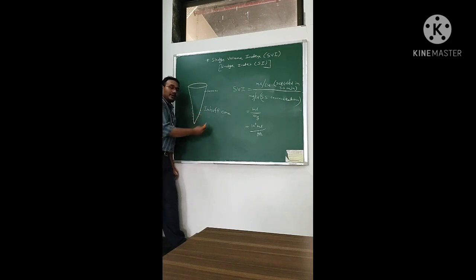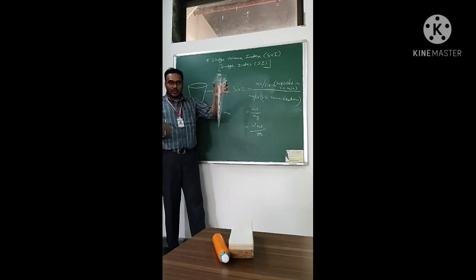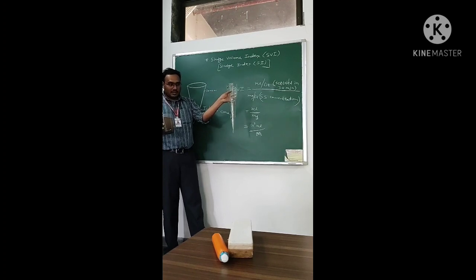Okay, so in the Imhoff cone apparatus, listen carefully, I will show you what we are going to do. So this is the Imhoff cone apparatus. As you can see, it is a glass or plastic or fabric material on which the graduations are marked.